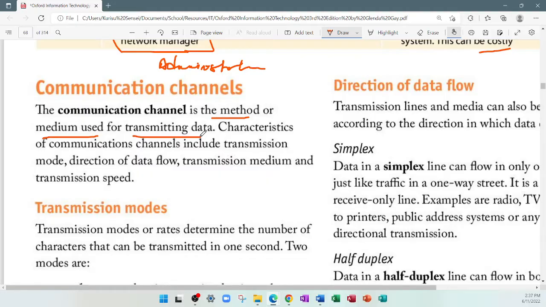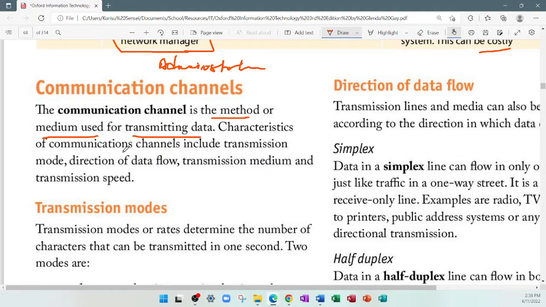So the string. The string, very good. So the string is what will facilitate the transferring of that data. So anything that facilitates the transfer of that data is called a communication channel. So our cables, our Wi-Fi, our wireless signals, radio waves, and so on, those facilitate the transmission of data.